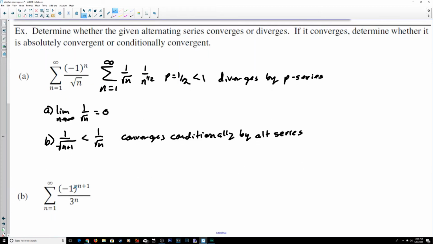Let's look at letter B, and we're going to take the absolute value of a sub n. We have n equals 1 to infinity of 1 over 3 to the n. Now this becomes geometric when you take the absolute value, and so r is equal to 1/3, which is less than 1. So the series converges, we say absolutely, by the geometric series test.